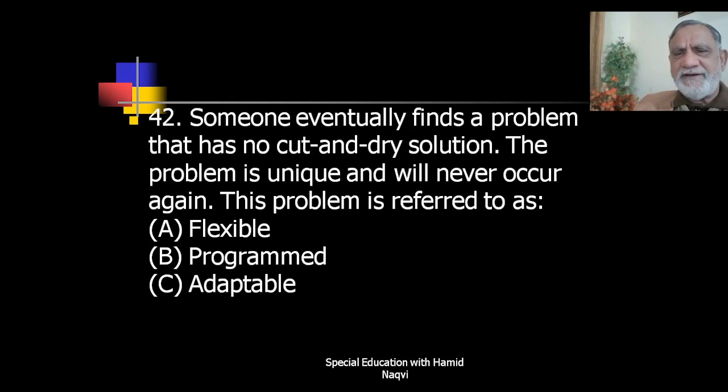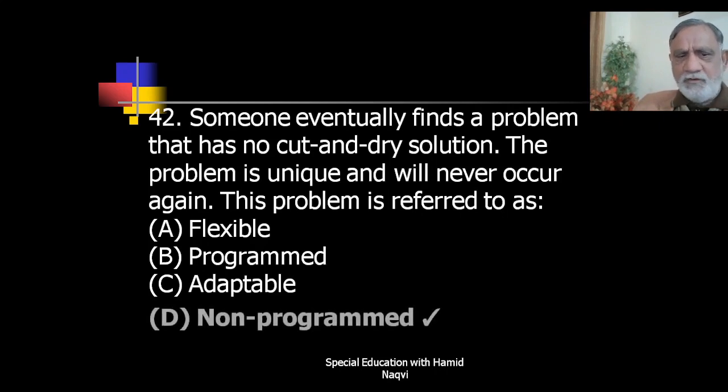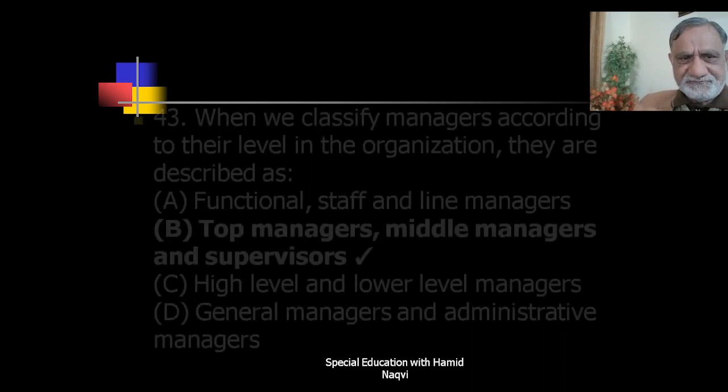Someone eventually finds a problem that has no cut and dry situation. The problem is unique and will never occur again. This problem is referred to as flexible, programmed, adaptable, or non-programmed? It is non-programmed. That is the correct one. The correct answer is non-programmed.